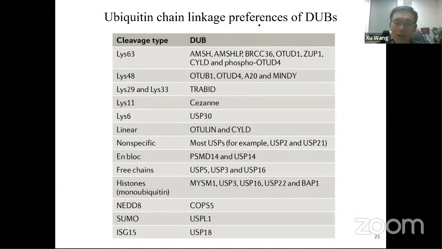And different DUBs have different preferences for ubiquitin chains. For example, CYLD is a deubiquitinase, and it has a preference for cleaving K63 polyubiquitin chains. And OTUB1 is a DUB that prefers to cleave K48 polyubiquitin chains. And others, for example, Cezanne, like to cleave K11 polyubiquitin chains.